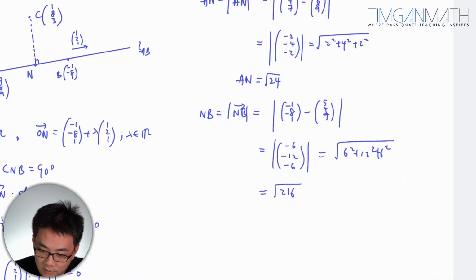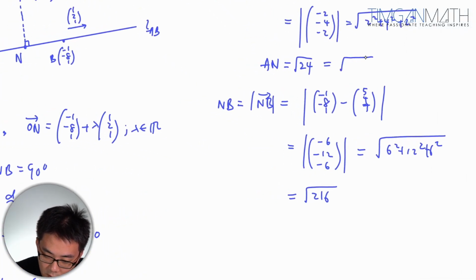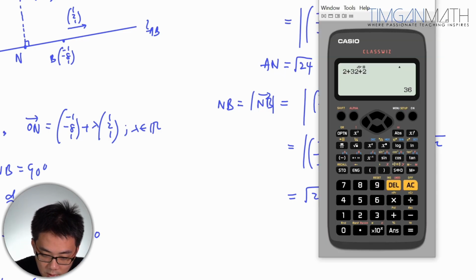So we need to simplify this. Root 24 is 4 times 6, so this will be 2 root 6. For 216, you can divide by 4, and see whether you could divide by 4 again. You can't. It's 9.